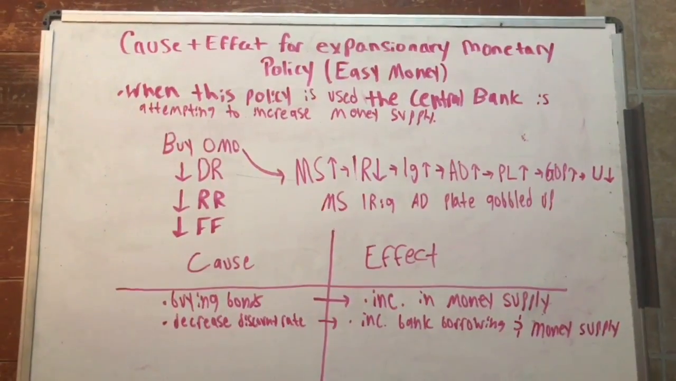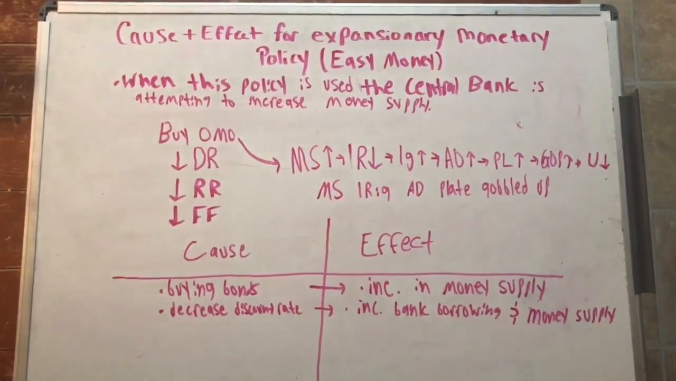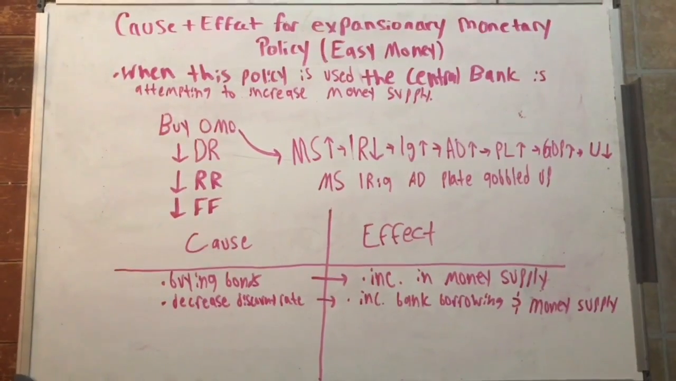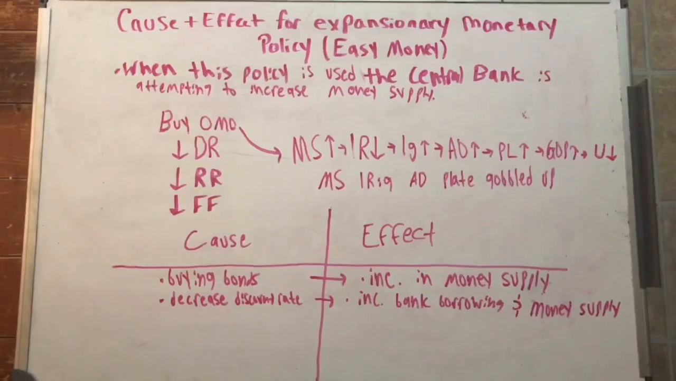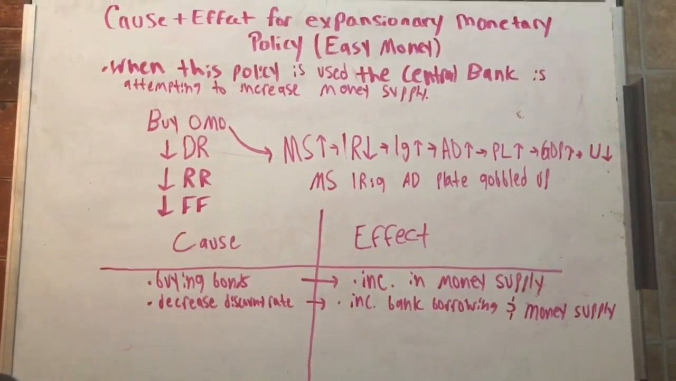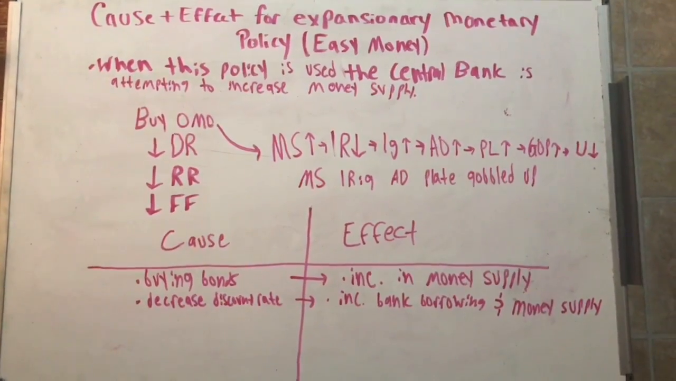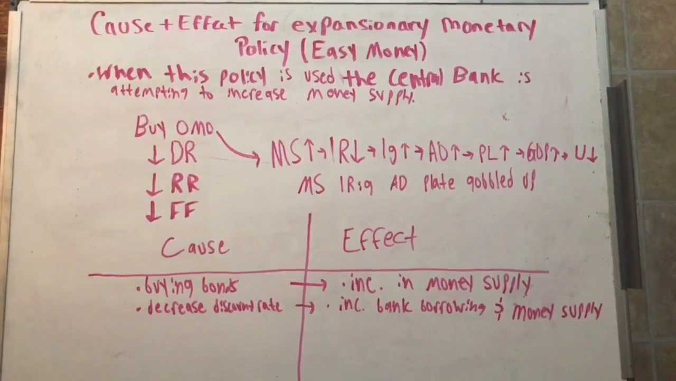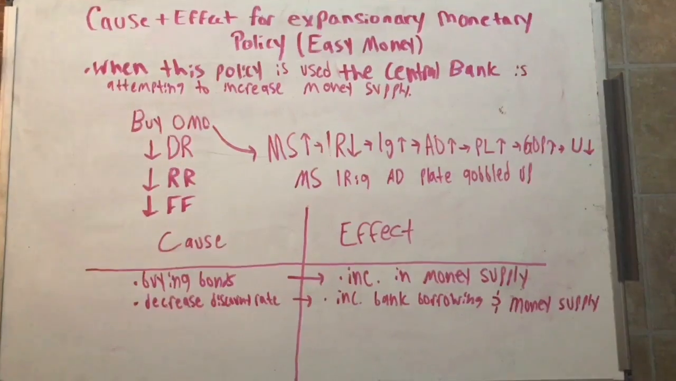When this policy is used, the central bank is attempting to increase the money supply. Buying bonds decreases the discount rate, which decreases the reserve rate and the federal funds rate, which increases the money supply, decreasing the interest rate, increasing government spending, aggregate demand, price level, GDP, and decreasing unemployment.